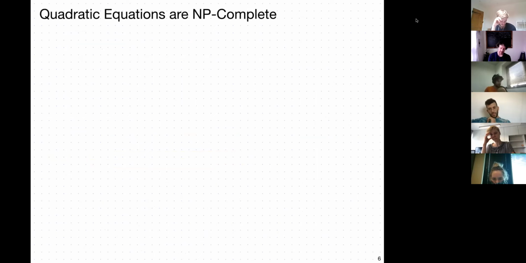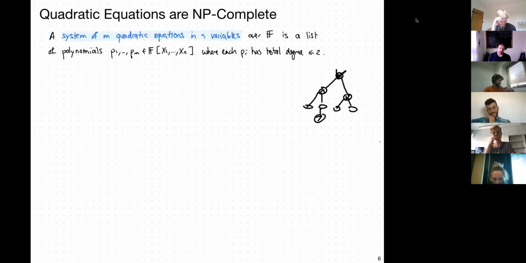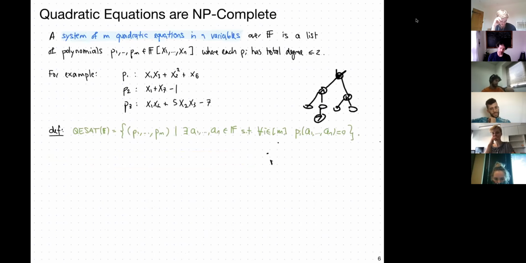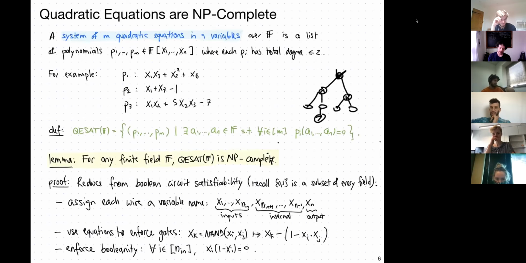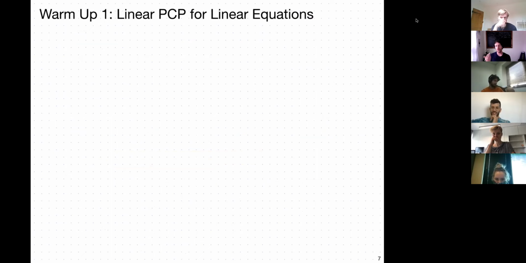So what we want to do is to show a linear PCP for this problem, but as a warm-up, we'll first focus on the linear case. We want to do it with respect to degree 2, but let's start with degree 1 first, and then we'll build into degree 2. Recall this is a problem in P, so it's not a hard problem, but still, let's see if we can design a linear PCP to deal with linear equations.